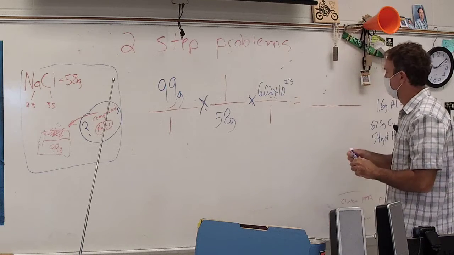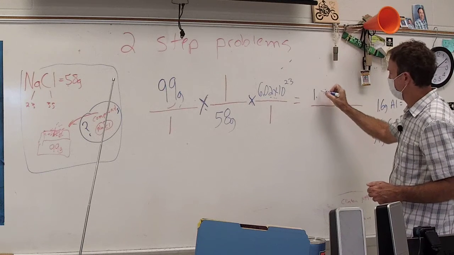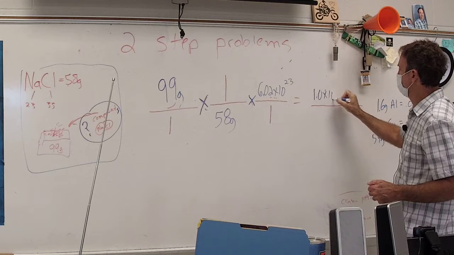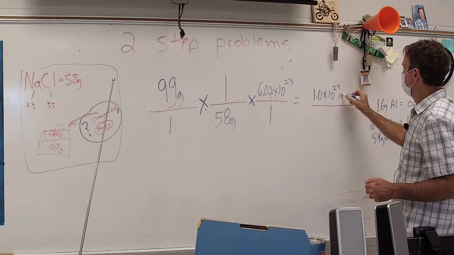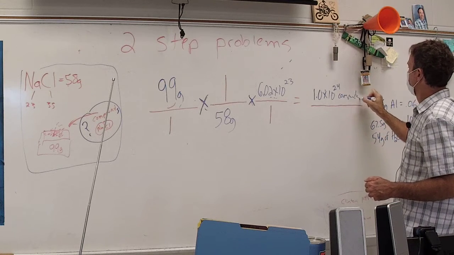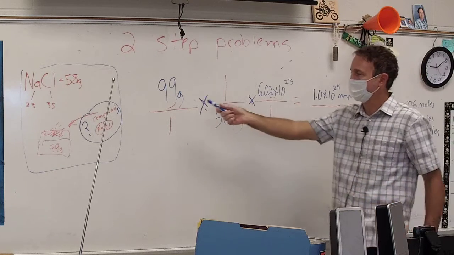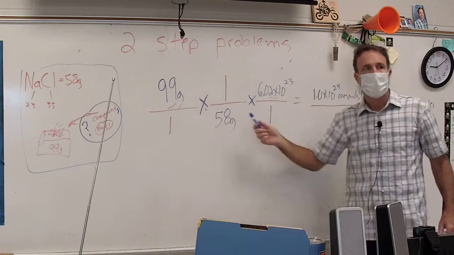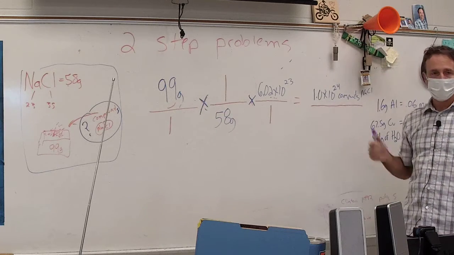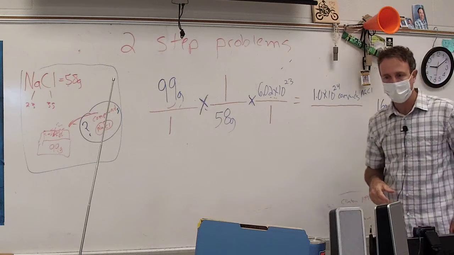There will be 1.0 times 10 to the 24th compounds of salt on that scale. If there was 99 grams on the scale, there's 1.0 times 10 to the 24th compounds of salt.